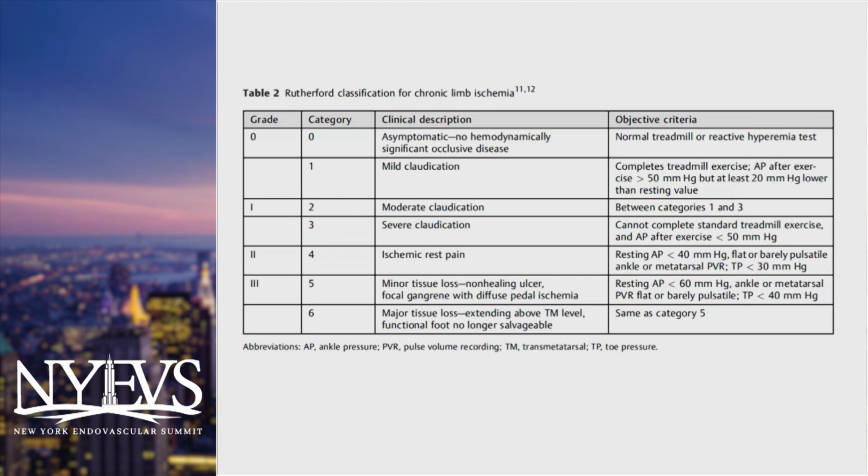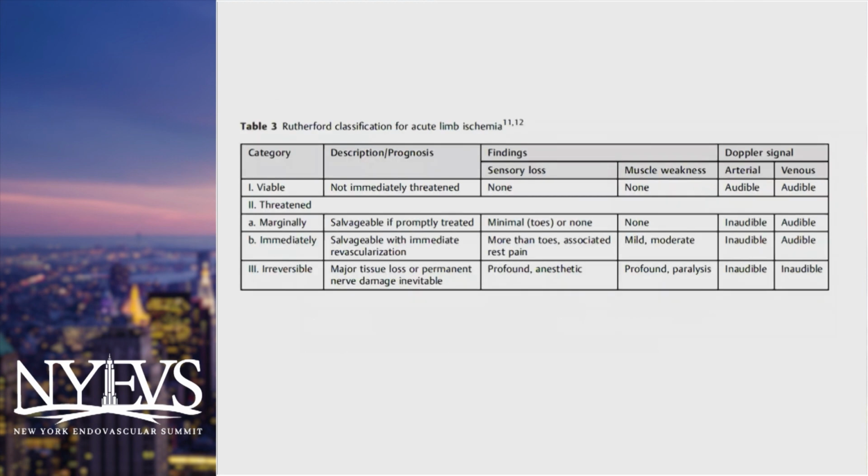Now, there are two Rutherford classifications. One applies for claudicants and chronic limb-threatening ischemia, and the other one is acute limb ischemia, which is a totally different ballgame, and that's not the topic for this talk. I just put it there to let you know that there are two different Rutherford classifications.